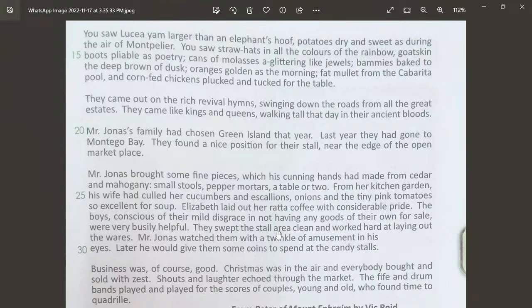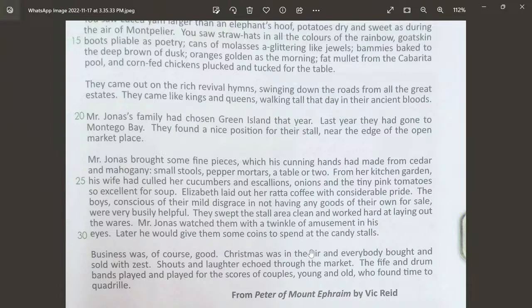The boys, conscious of their mild disgrace in not having any goods of their own for sale, were very busily helpful. They swept the stall area clean and worked hard at laying out the wares. Mr. Jonas watched them with a twinkle of amusement in his eyes. Later, he would give them some coin to spend at the candy stalls. Business was, of course, good. Christmas was in the air, and everybody bought and sold with zest.